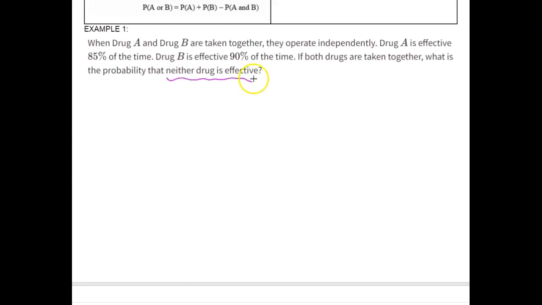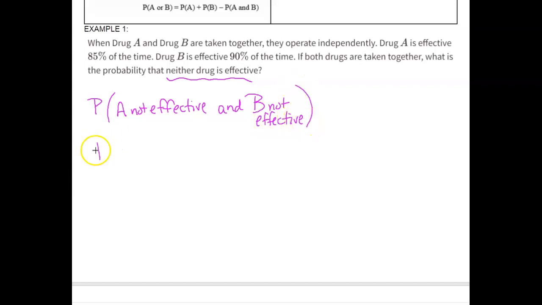So what this basically is saying is we want that A is not effective or fails or whatever, and B is not effective. Or you could think of that as probability of not A and not B, if you want to think of it simpler. Either way, doesn't really matter. So we don't really have any explicit information about that, so we need to do some interpreting.